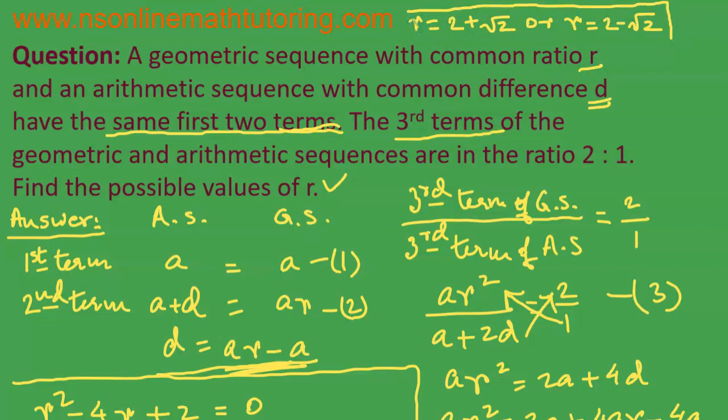We have seen that there were 3 variables A, R and D, but we had only 2 equations. So we could not find the numerical values of all of them, but we have indeed found the numerical value of R. Okay, so now let us move on to the next question.